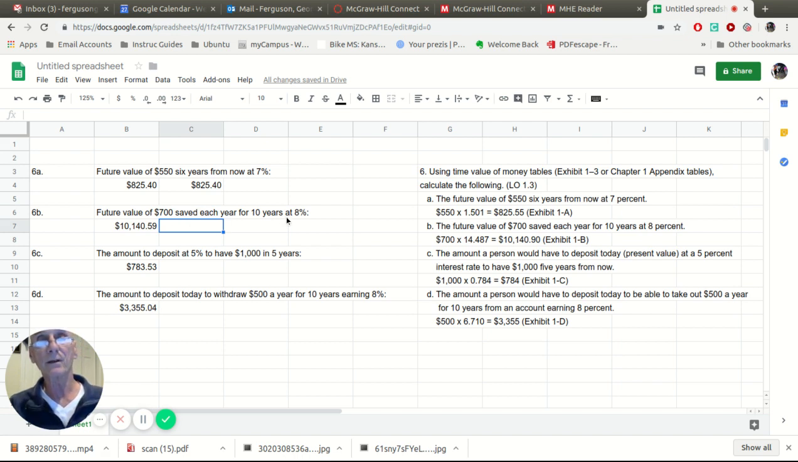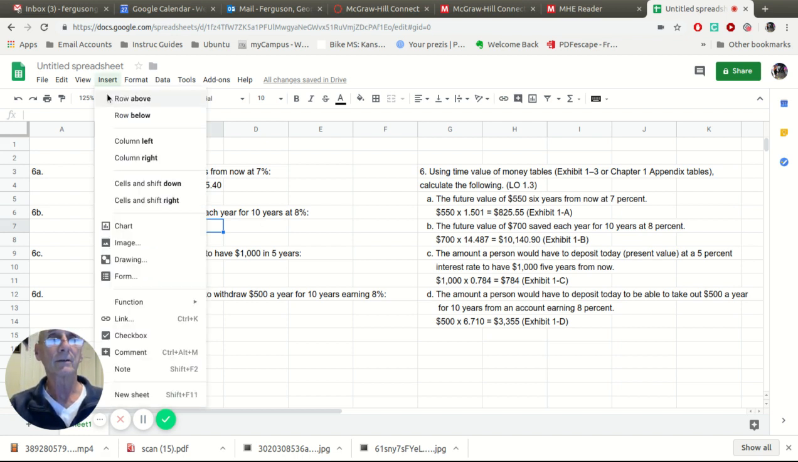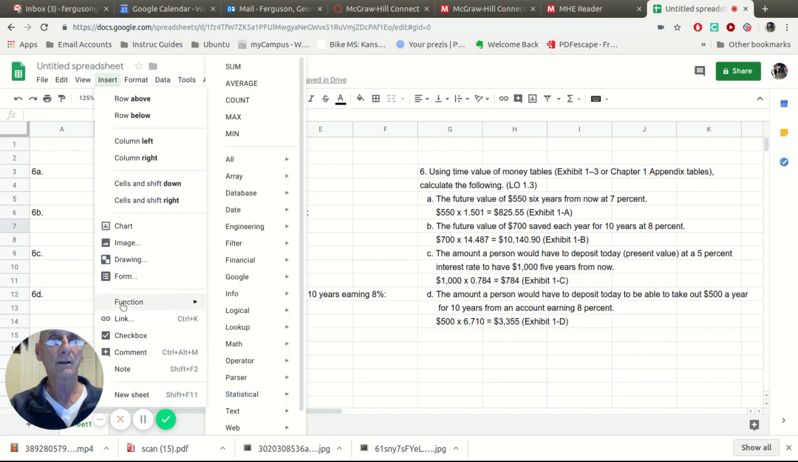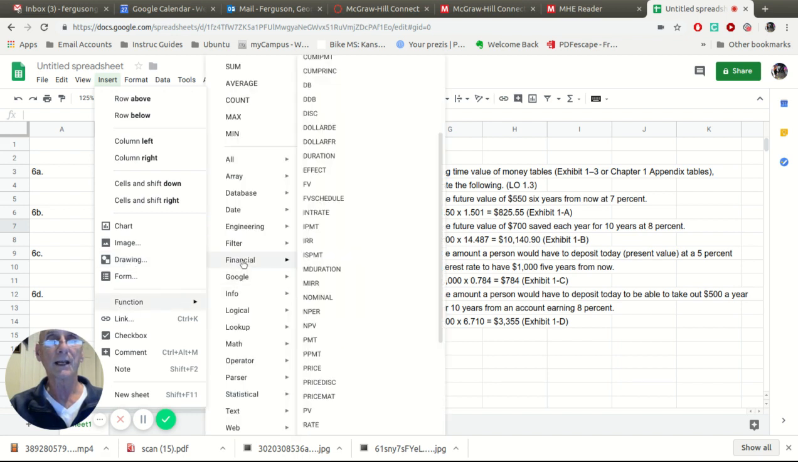Now what we're going to do is look at the future value of $700 saved each year for 10 years, and I'm getting 8% on my money. So I'm going to put aside $700 every year. I'm going to go up to Insert, go to Function, Financial, Future Value.